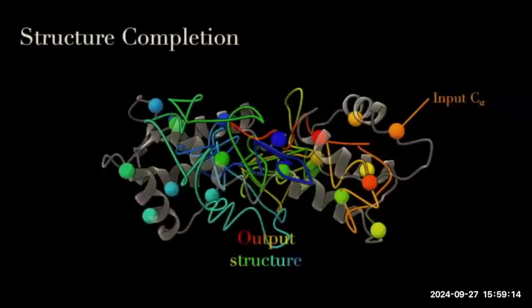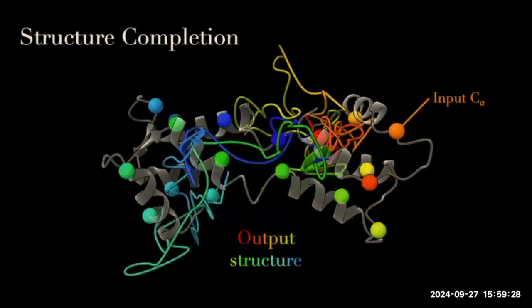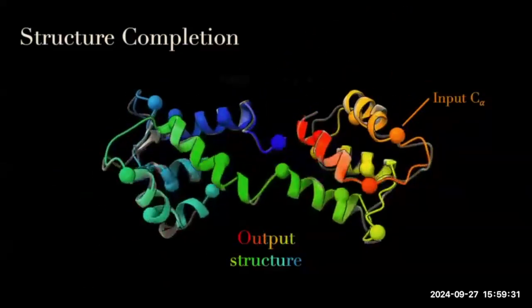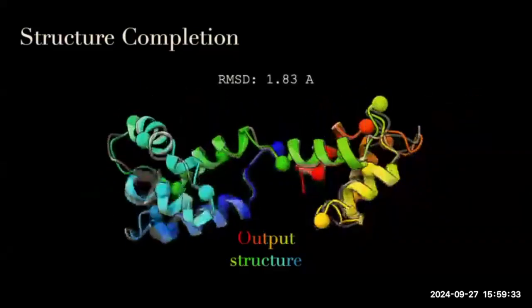We've also been looking at a much simpler problem, which we call structure completion. This is essentially a linear inverse problem where we suppose that we know a subset of the Cartesian coordinates of the atoms in the structure, and we want to in-paint essentially the rest of the structure. So the framework of the method enables you to do that as well.